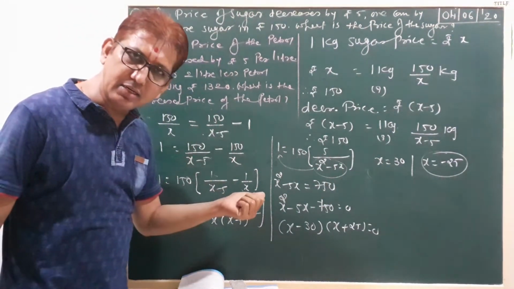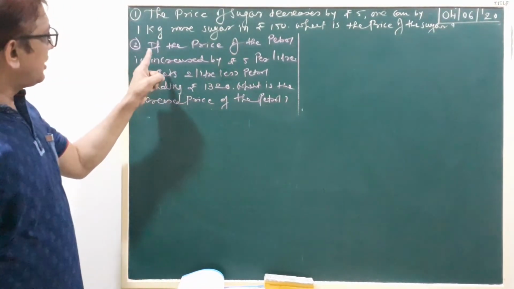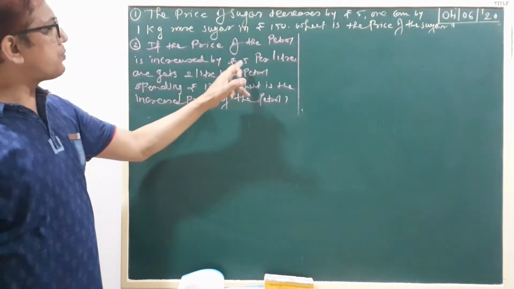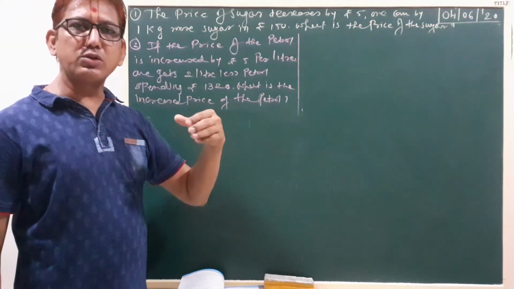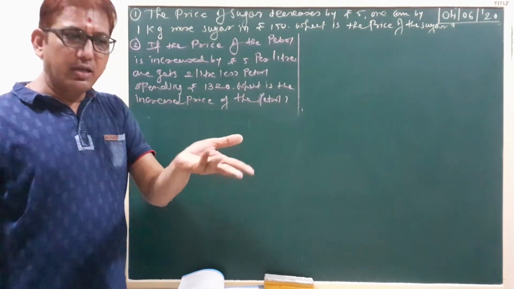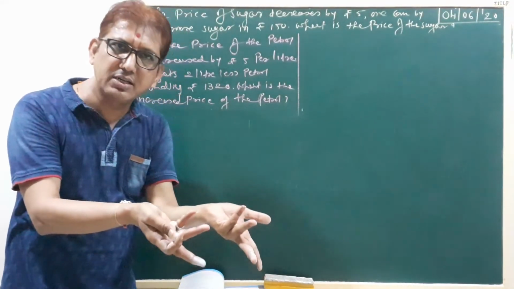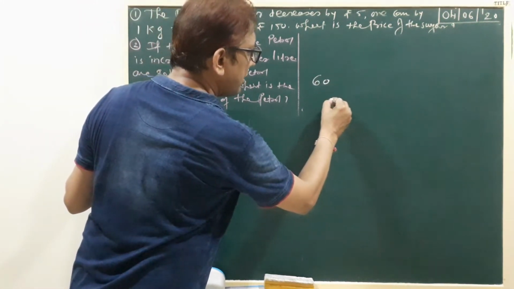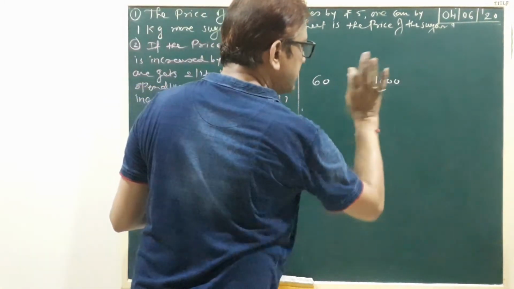Is that clear? Okay. Now we discuss the second question. If the price of the petrol is increased by rupees 5 per liter, that means suppose the first price is 1 liter equal to 60 rupees, then the next price is 60 plus 5 rupees. 5 rupees increase. Now the price will be increased, so quantity will be decreased. Naturally, first time if petrol is 60 rupees per liter, we purchase 1000 rupees petrol.